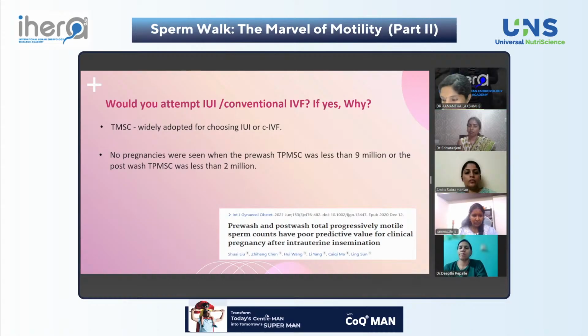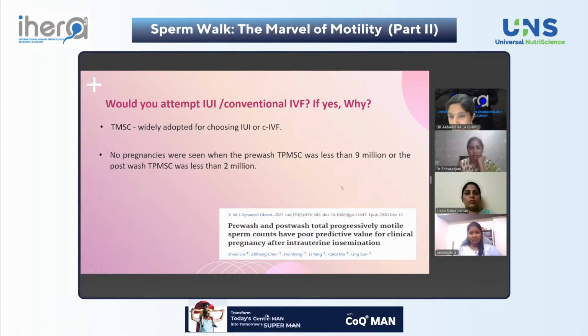Yes, if the concentration is below 30 million and motility below 40%, then I will go for the ICSI procedure. If above that, then I will perform IVF. Below 40% is your progressive motility you are talking about? Yeah, total motility, not progressive. Okay, total motile sperm concentration.